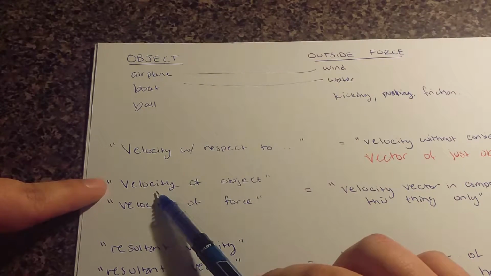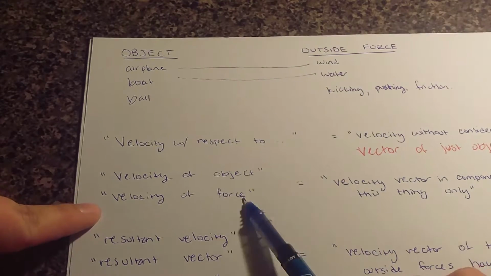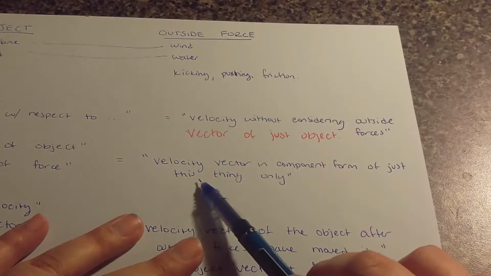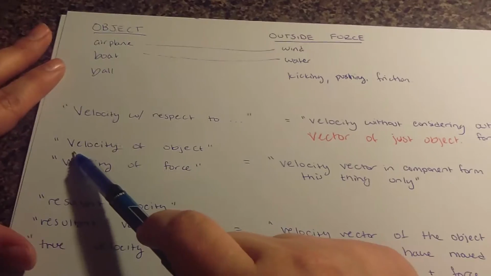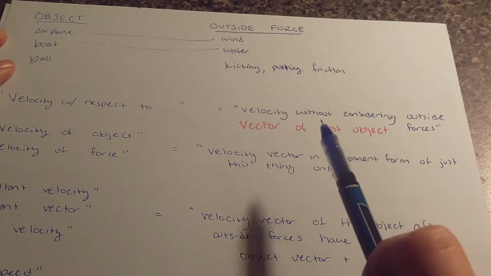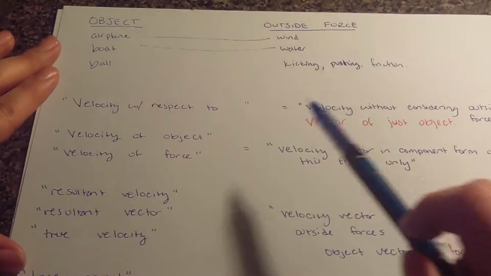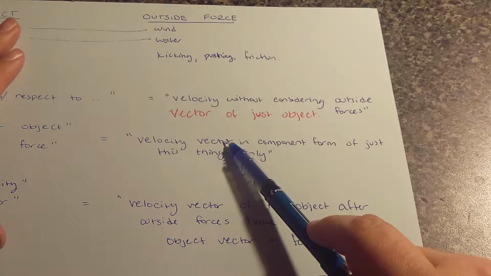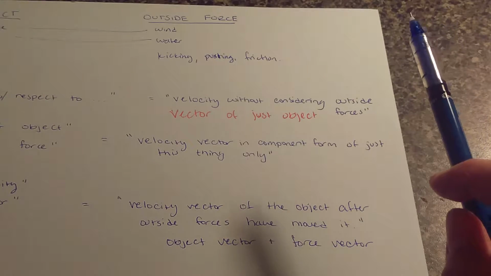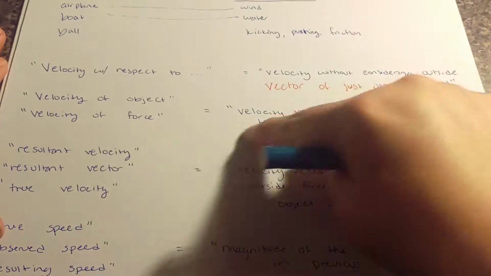But it can say a phrase like this: velocity of an airplane or velocity of the wind. And basically what that's saying is exactly the same thing. Give me the velocity vector in component form of just the thing that I'm listing. So it could be find the velocity of the airplane. That means give me the velocity vector of just the airplane. Give me the velocity of the wind. So you're going to tell me a component vector of just the wind only, not including the airplane at all. Not including any other forces, just the wind. So these are all asking the same thing.